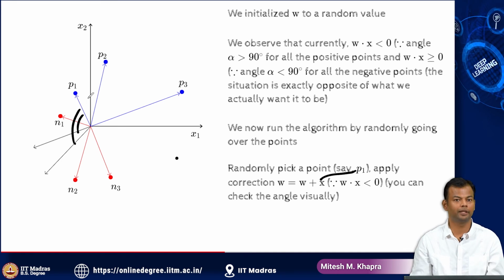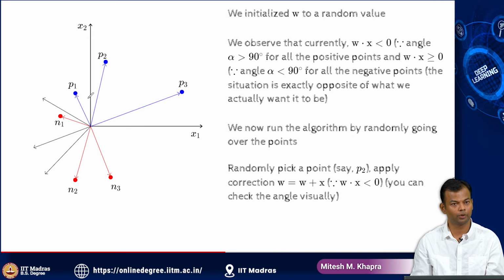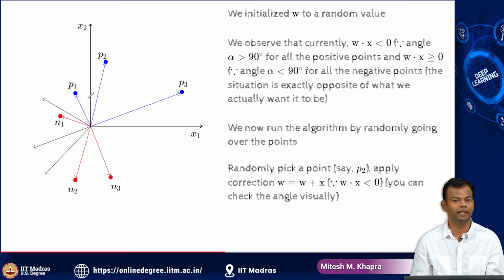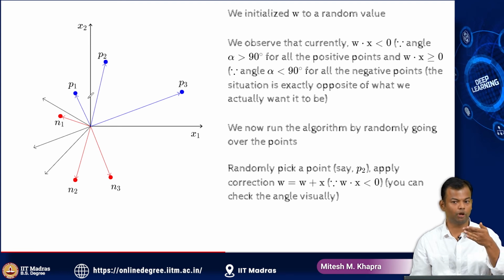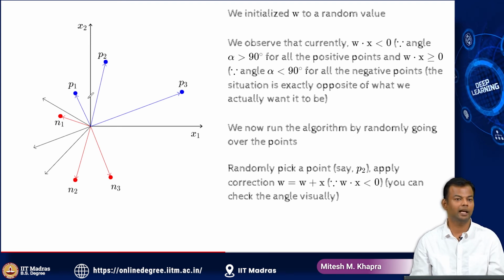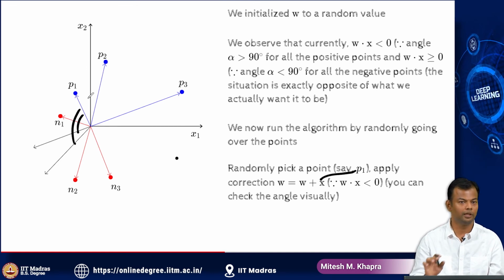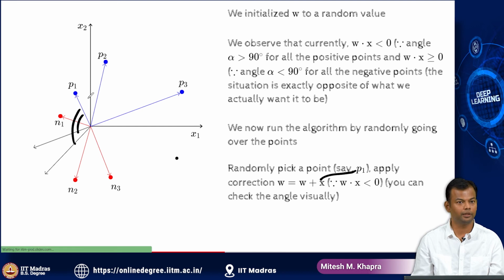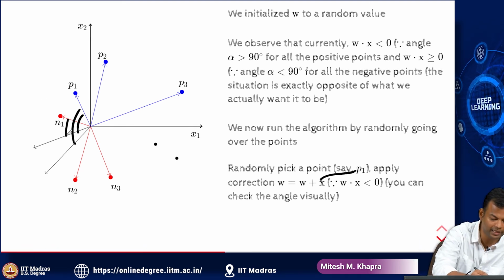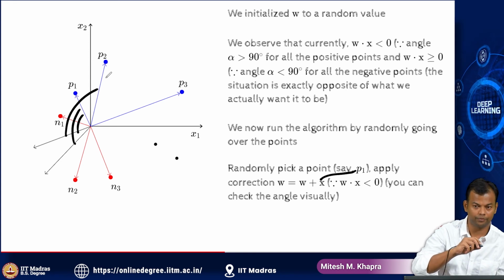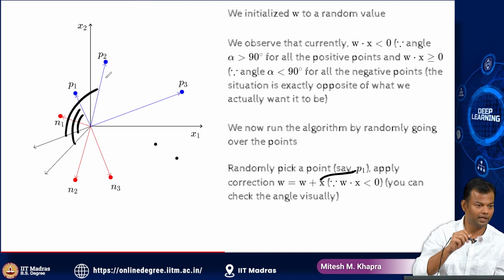Now, let me do it again, right. Again randomly pick a point, and say this time the point that I pick is P2, okay. I will compute the dot product W transpose x, and again I am seeing that, I already did the correction, this is where I was. So I picked the point P2, and again you can see with this W, the angle is still greater than 90 degrees, right. So I don't want that. So I'll have to apply a correction here also.